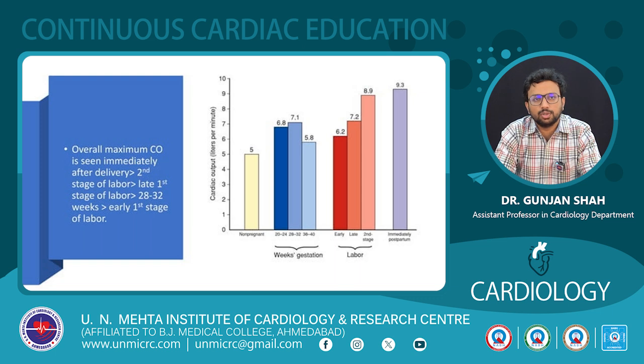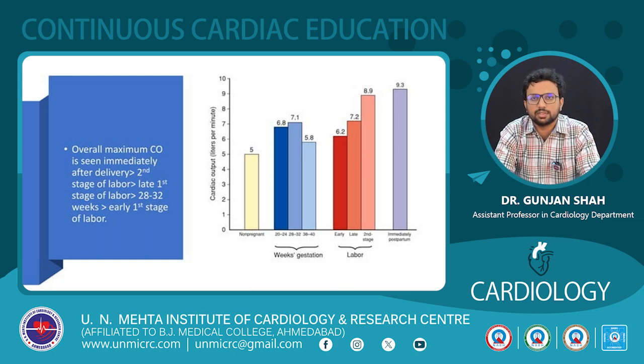Overall, maximum cardiac output is seen immediately after delivery. The second time where the cardiac output is maximum is the second stage of labor, followed by late first stage of labor, followed by 28 to 32 weeks, followed by early first stage of labor. So this is the reason why balloon mitral valvuloplasty or balloon aortic valvuloplasty may be considered during the second trimester, between 26 to 30 weeks, as the cardiac output is reaching its maximum at around 32 weeks.